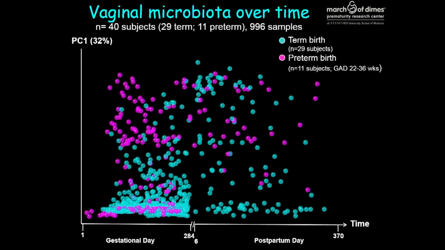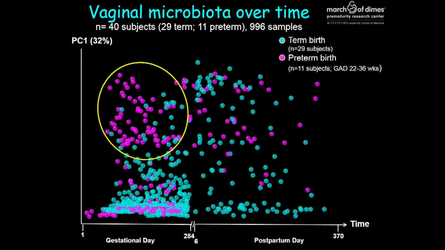So these are the data from just the vagina of that initial 40 subjects. We have close to 1,000 samples from these 40 subjects because, again, they're weekly. And now, again, they're displayed against time, which is the x-axis. Now the color coding is based upon whether that woman delivered at term, that's in blue, or preterm, prior to the end of 37 weeks. Those samples are in purple.